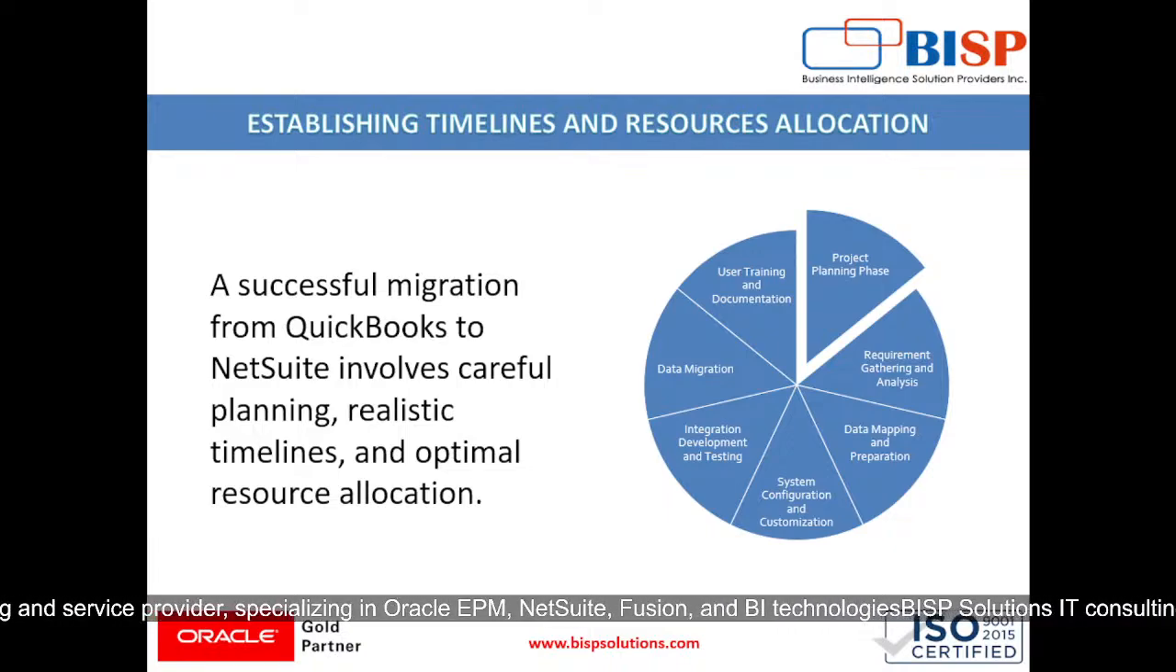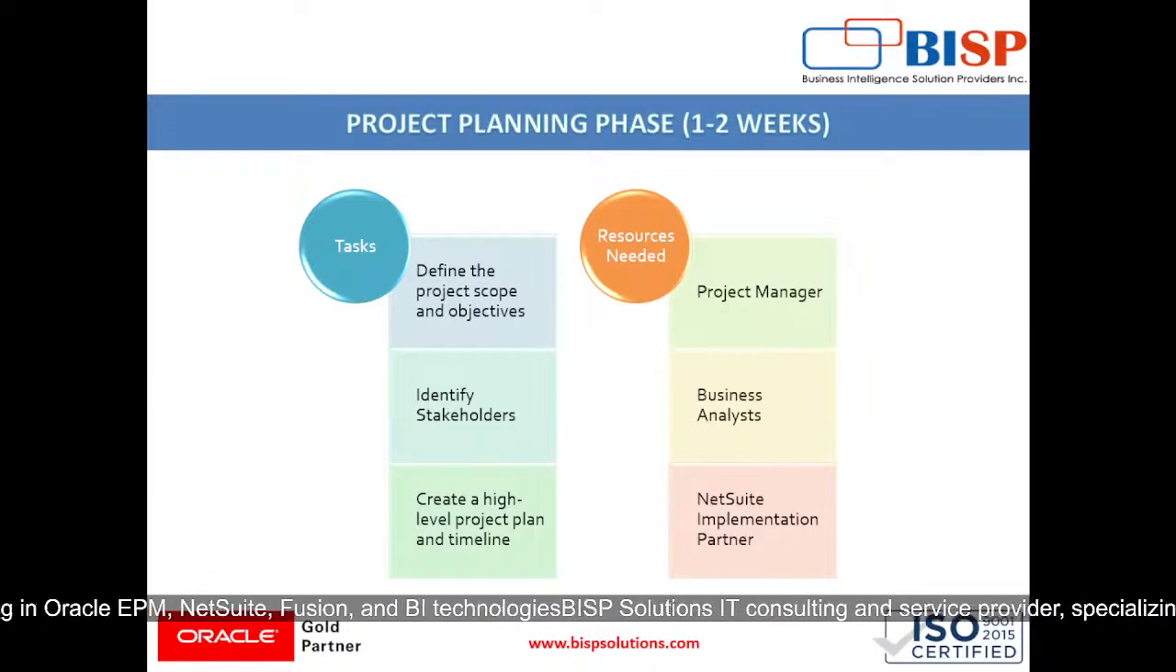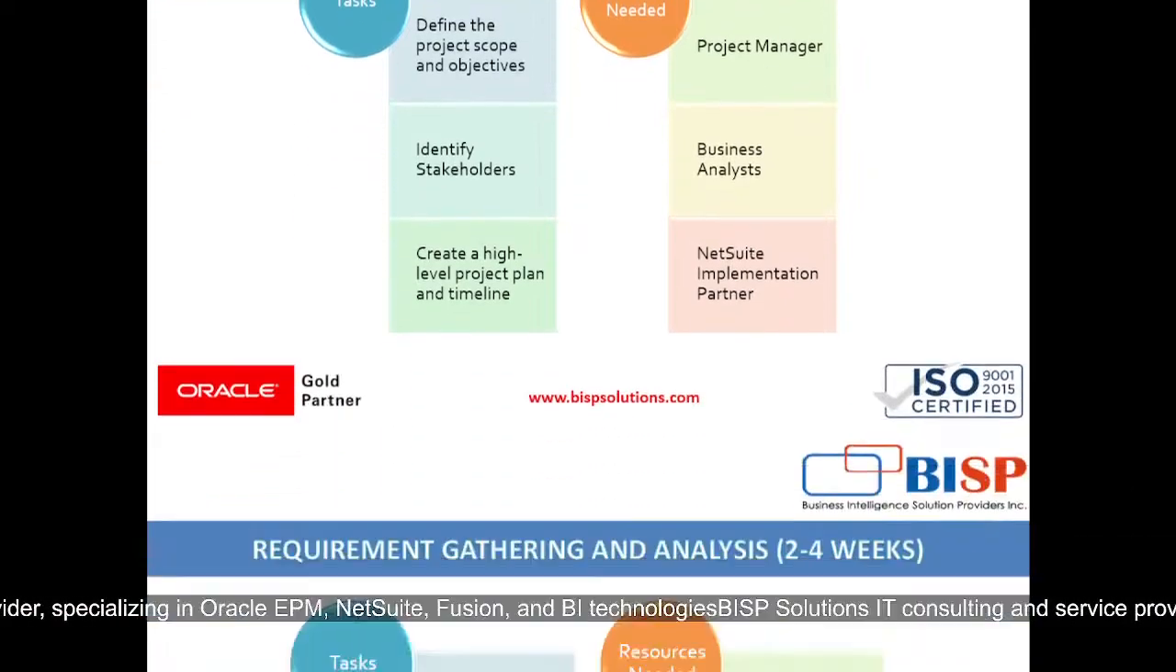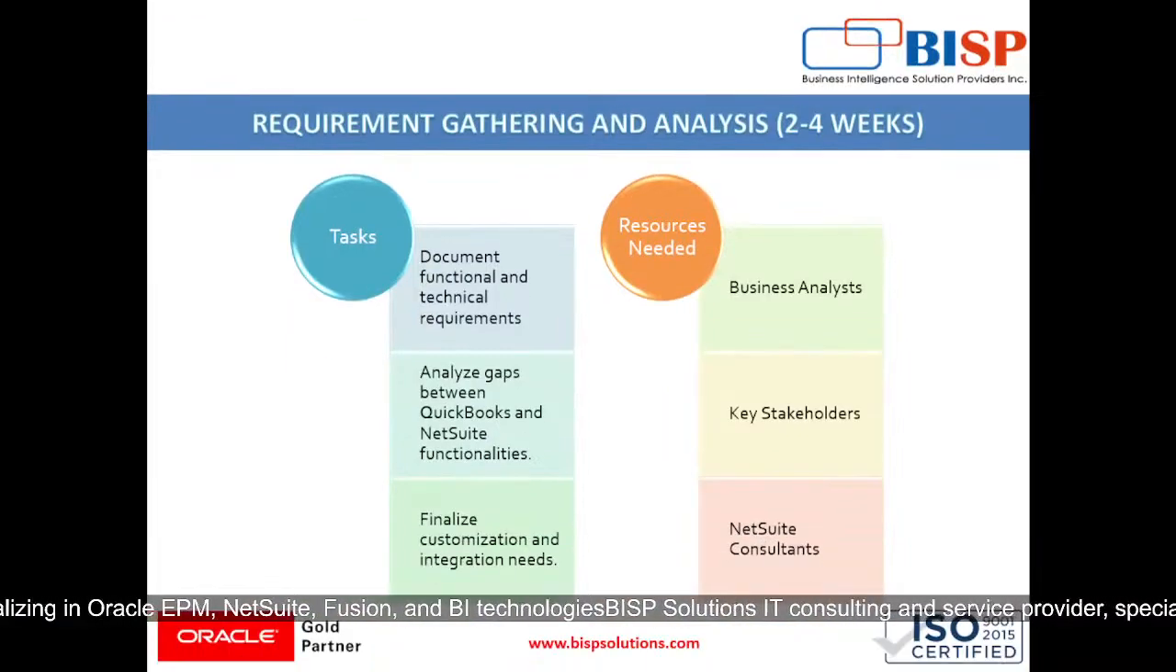So a successful migration from QuickBooks to NetSuite involves careful planning, realistic timelines and optimal resource allocation, which covers the project planning phase, where the tasks are defining the project scope and objective, then identifying stakeholders and creating a high level project plan and timeline, for which we will be requiring resources like project managers, business analysts, NetSuite implementation partner. Then requirement gathering and analysis, which will take around 2 to 4 weeks for the same.